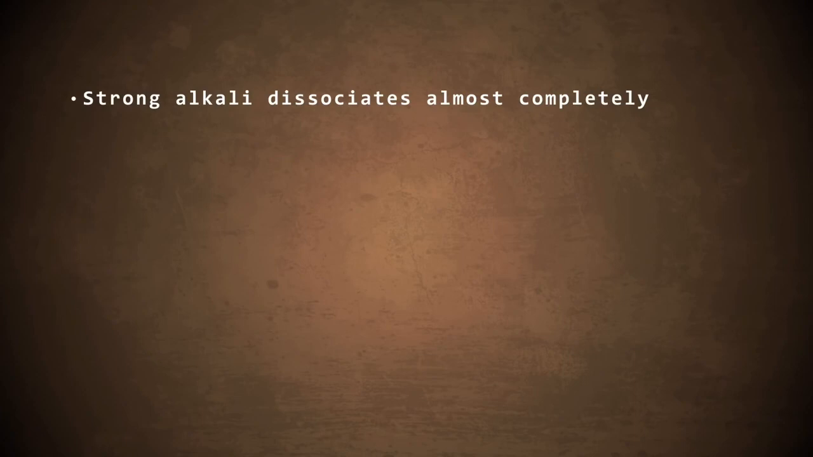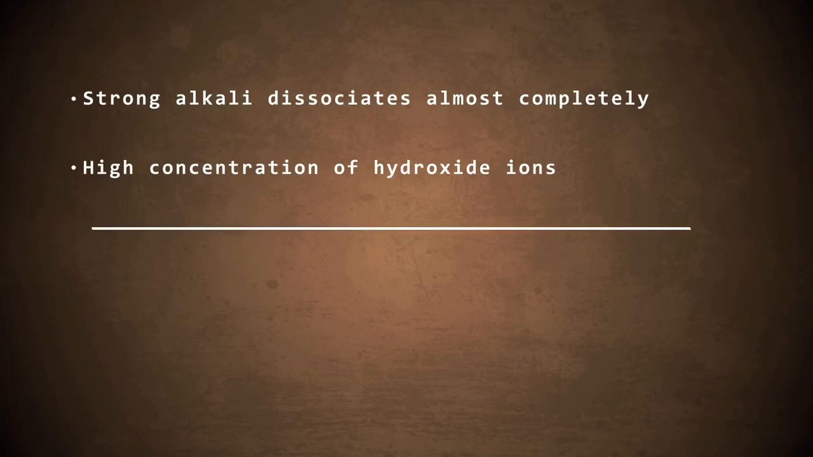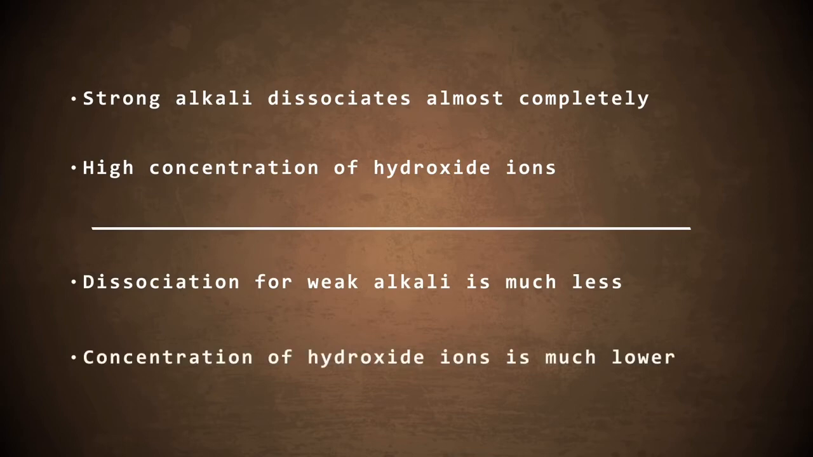So, in conclusion, a strong alkali dissociates almost completely in water to give a high concentration of hydroxide ions, whereas dissociation for a weak alkali is much less, and therefore the concentration of hydroxide ions is much lower.